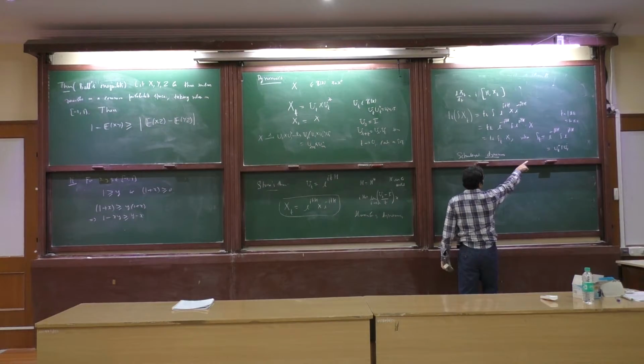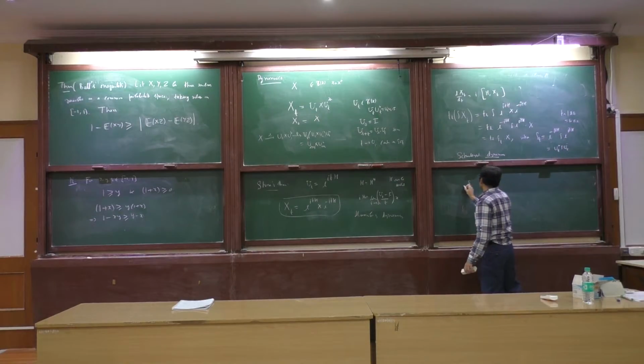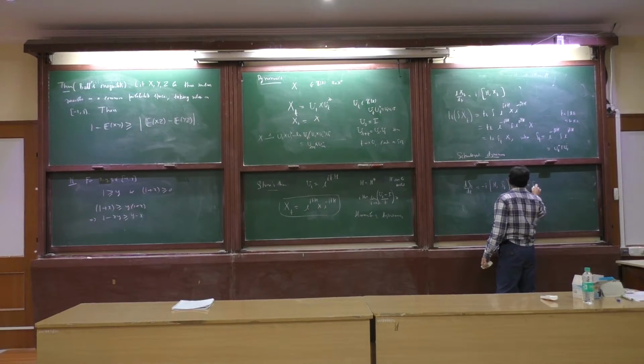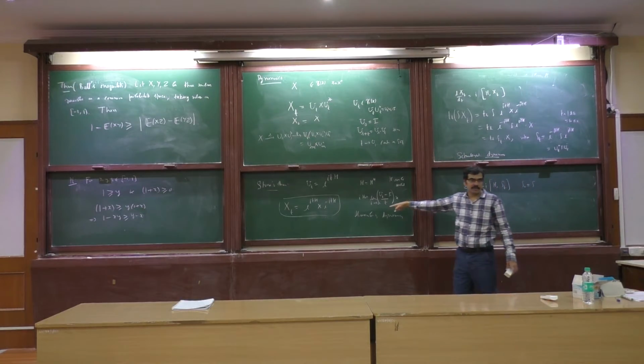Because rho_t is e to the power minus itH, rho, e to the power itH, d rho_t by dt will be just with the minus sign. This is called the Heisenberg dynamics, and this is Schrodinger dynamics. The previous one is the Heisenberg dynamics.